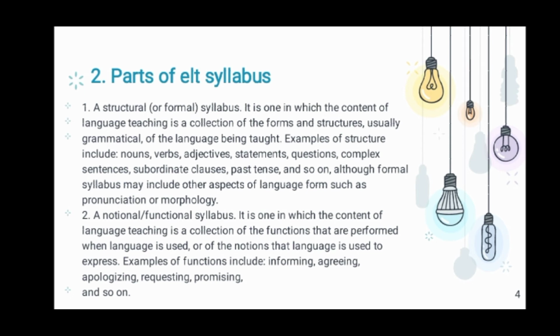Two parts of ELT syllabus. One, a structural syllabus. It is one in which the content of language teaching is a collection of the forms and structures, usually grammatical, of the language being taught. Examples of structure include nouns, verb, adjective, statement, question, complex sentences, subordinate clauses, past tense, and so on. Although a formal syllabus might include other aspects of language form, such as pronunciation or morphology.